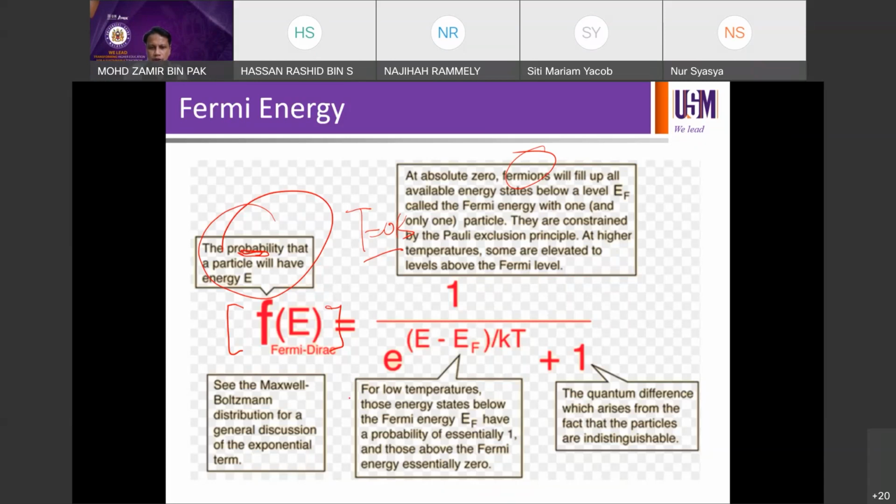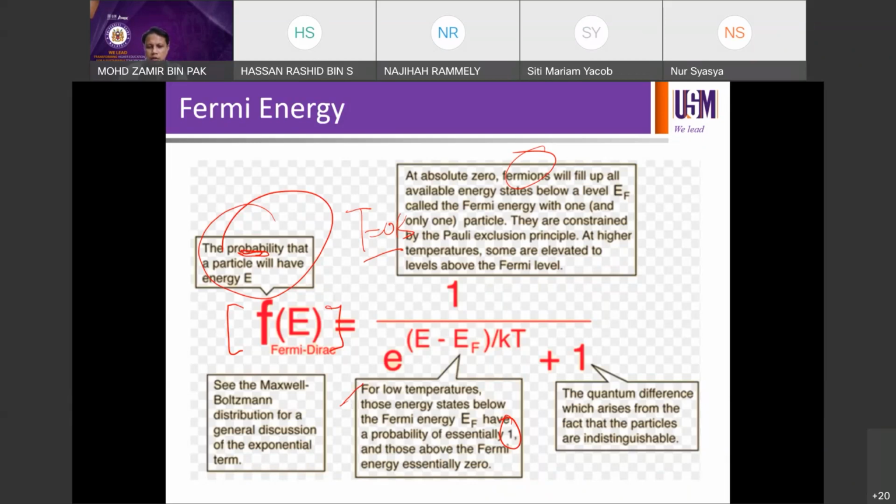For low temperatures, those energy states below the EF have a probability of essentially 1. So that means when you have all the electrons occupying the low energy states at low temperatures, the probability of finding electrons at that particular energy state is 1, because all the electrons are there. So you will find them there, right? So that means the Fe is equal to 1 when you are operating at low temperatures, right? So remember the Fe being the probability of finding an electron at that particular energy state at that particular temperature.